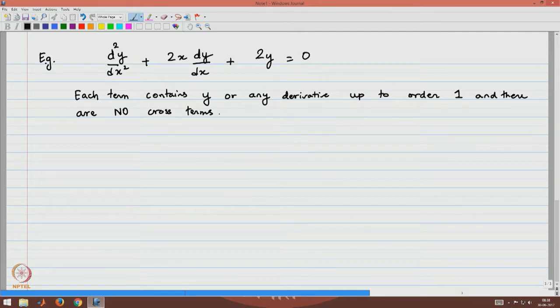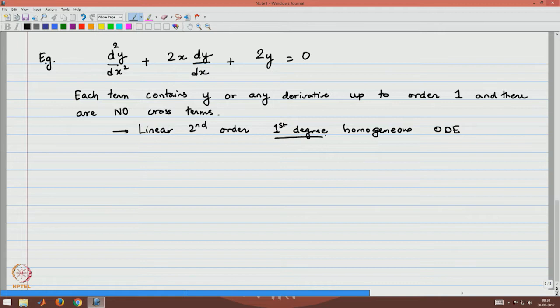Okay. So, such an equation is called a linear second order first degree homogeneous equation. Now, the first degree is actually redundant because we already said that it is linear. So, it is not necessary to say. Each term is first degree. So, this is a linear second order equation, and it is homogeneous because every term has at least one y. Okay.